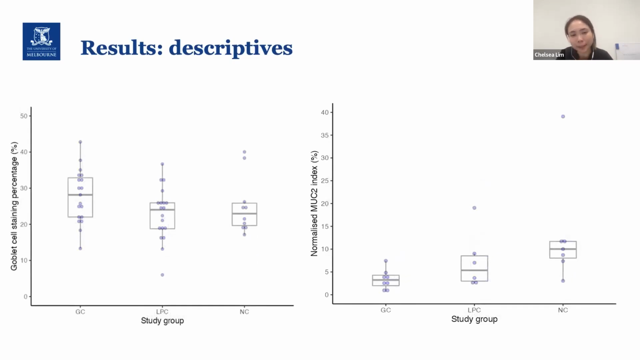Additionally, seen in the left box plot, median goblet cell staining percentages were the highest in GC dogs, followed by LPC dogs and then NC dogs. On the right, median normalized MARC2 index was the highest in non-colitis dogs at approximately 10%, which was twofold higher than that of LPC dogs and threefold that of GC dogs. We can see here that interestingly in GC dogs, although greater goblet cell numbers were observed, MARC2 expression appeared significantly lower compared to the other study groups, suggesting a degree of goblet cell dysfunction.